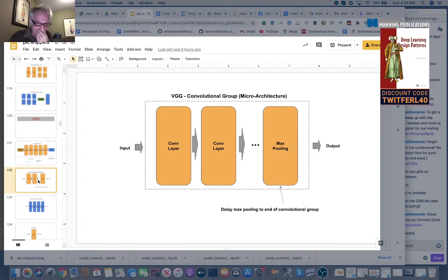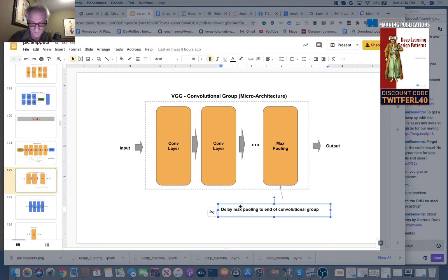Okay. So in a VGG, a convolutional group actually didn't have blocks. It was just a sequence of convolutional layers, of one or more, and then ended with max pooling. They were probably the first to bring up the concept of delaying max pooling to the end of a convolutional group. I think this is about 2014. Yes, 2014.